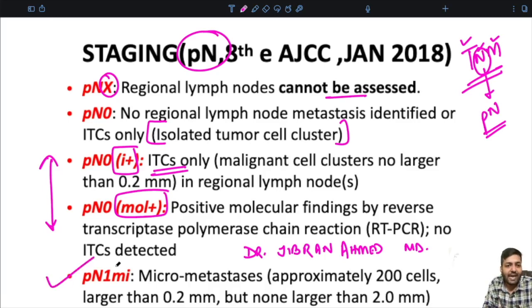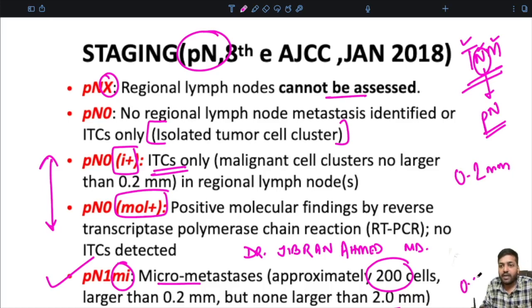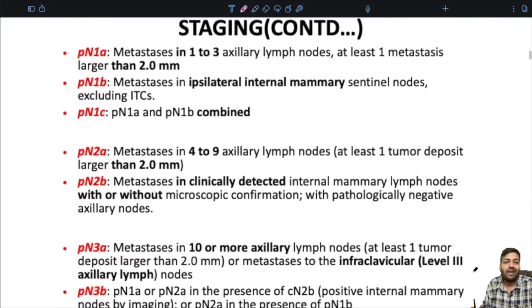Then we are having pN1mi. MI stands for micrometastasis, which is equivalent to approximately 200 cells, larger than 0.2 millimeter but none larger than 2 millimeter. Okay, very important. So I plus should be less than 0.2 millimeter. Micrometastasis should be more than 0.2 mm up to 2 millimeters. Okay, that is micrometastasis. Now coming over here, the staging continued.